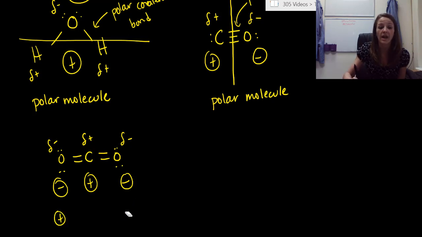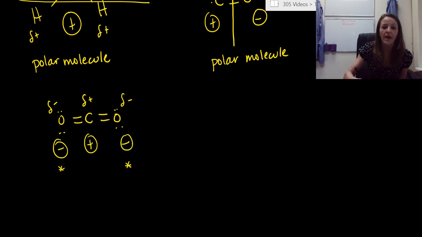And right away, whenever you see negatives on opposite ends like this, so you see one on this side and one on this side of a linear molecule, you should automatically be thinking, there's no way I can separate those charges. This is definitely a non-polar molecule.